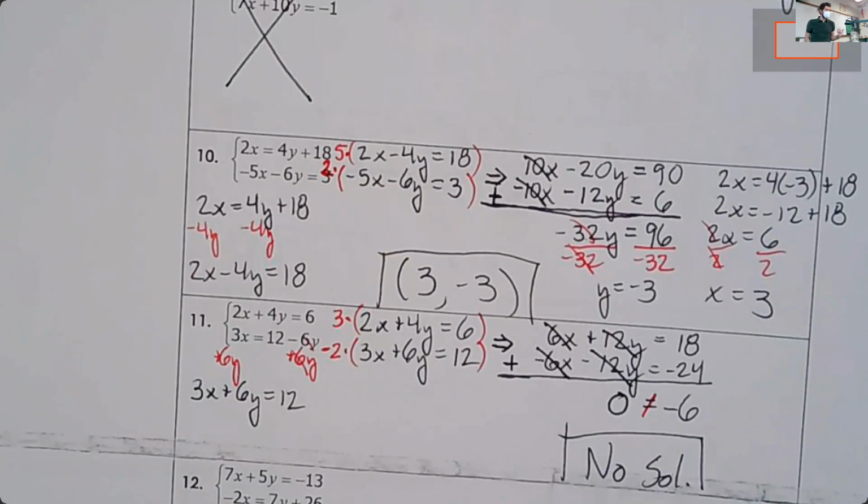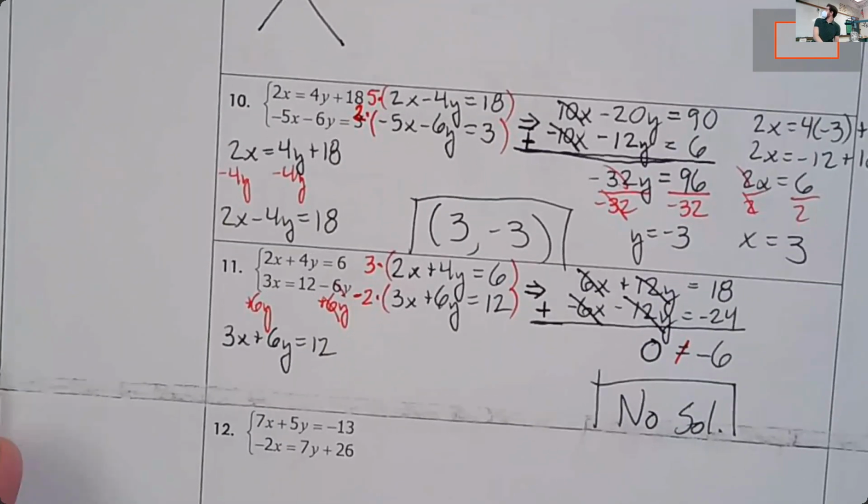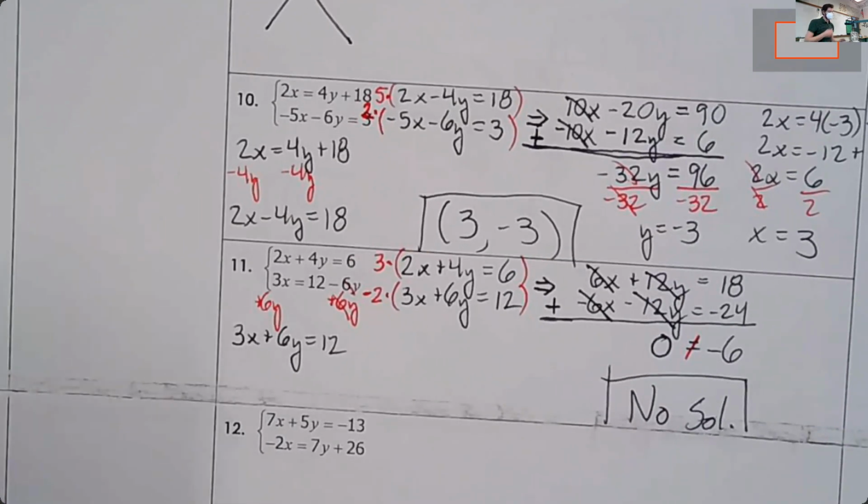Again, the no solutions and the infinitely many solutions, those usually take a little bit less time because you don't actually have to solve for any variables because everything cancels out so quickly. All right, the last one, number 12, here we go. 7x plus 5y equals negative 13, and then negative 2x equals 7y plus 26. So first question, do these equations line up? No. All right. Next question, which equation are we going to modify? The first one or the second one? Second one, good.